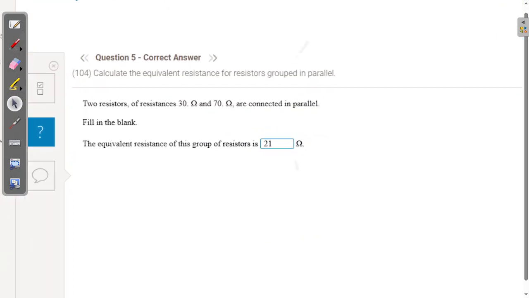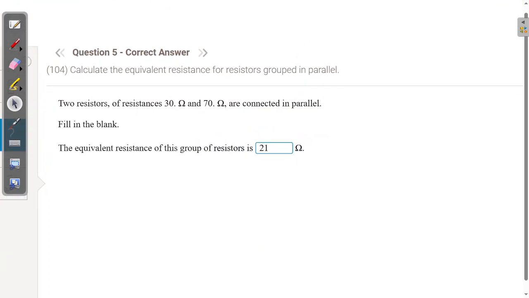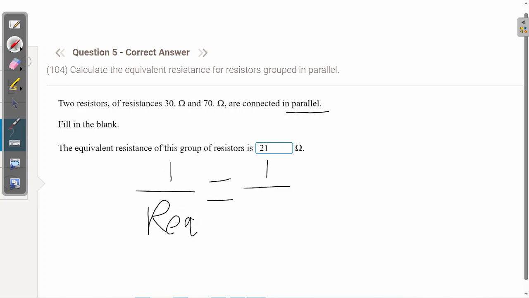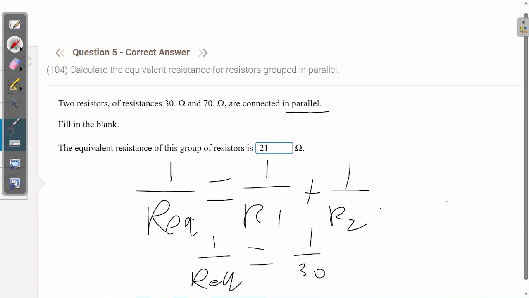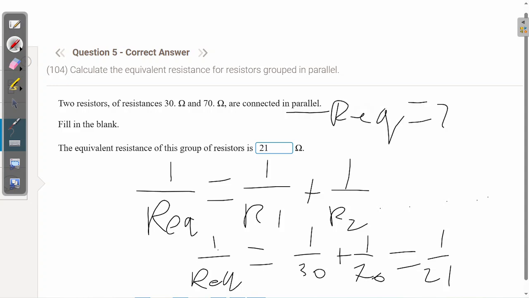Okay, two resistors of resistances 30 and 70 are connected in parallel. What is the equivalent resistance? For parallel, the equation to find the R equivalent is 1/R_eq = 1/R1 + 1/R2 and so on. So you do 1/R_eq = 1/30 + 1/70. You get 1/21. Now you have to flip it because it's 1 over R equivalent. So R equivalent will be 21 ohms.